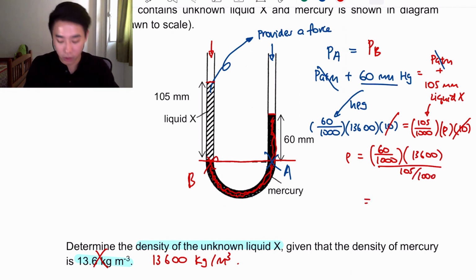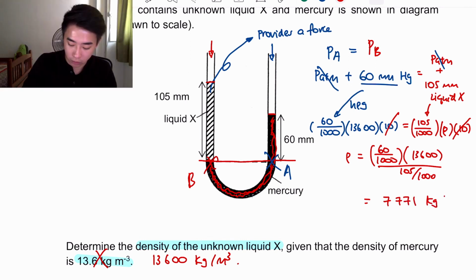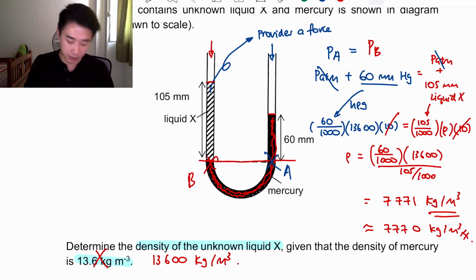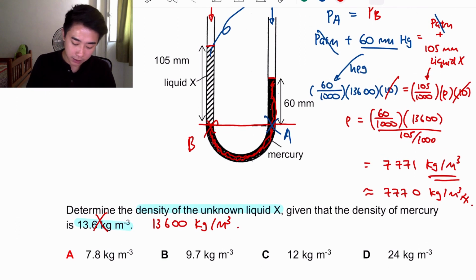Okay, work through this. You'll find the density to be 7,771 kg per meter cube in SI units, right? Because all throughout I'll be using SI units. So final answer, I know it has to be in SI units. Now convert this to 3SF, it is 7770 kg per meter cube. And this is our answer. Alright, in this case, the answers given here are all in 2SF. So of course the answer will be A.